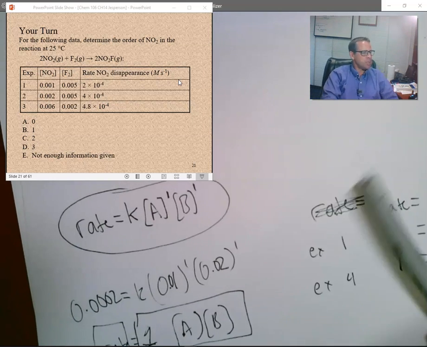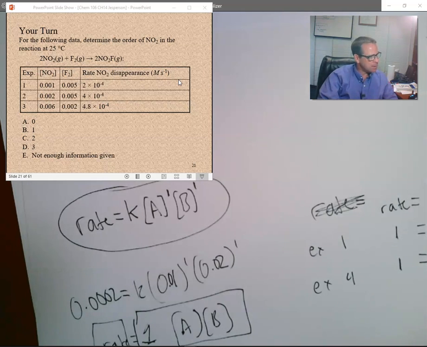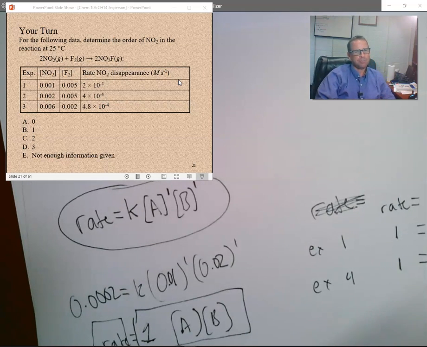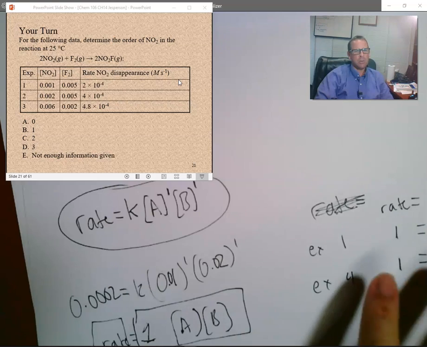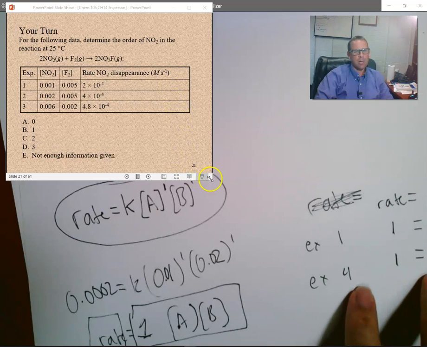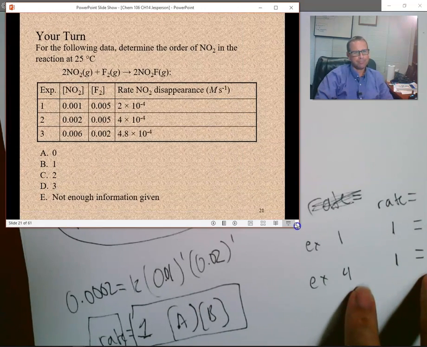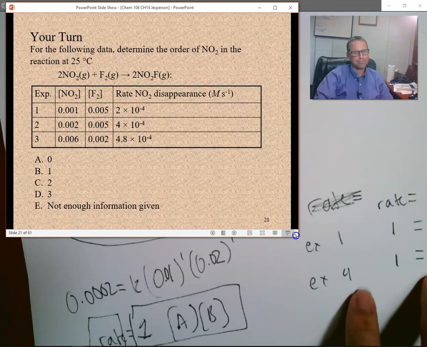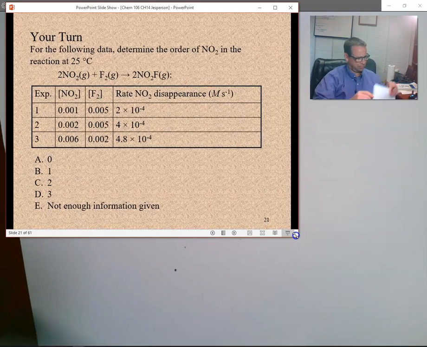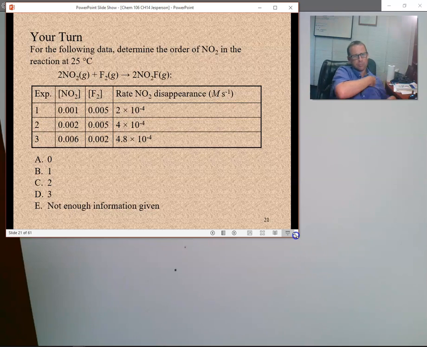Here's a good problem for us. Alyssa, do you want to help us out with this problem? For the following data, determine the order of NO2 in the reaction. So we have to use experiment 1 and experiment 2 to compare.